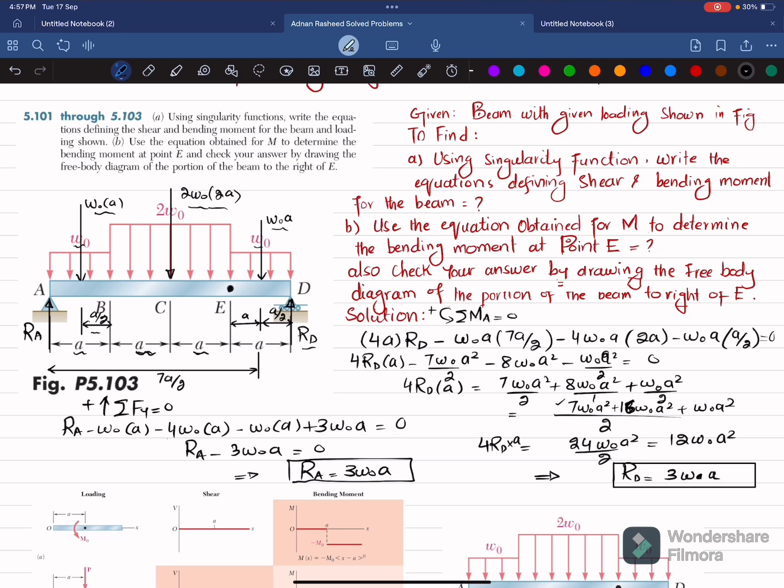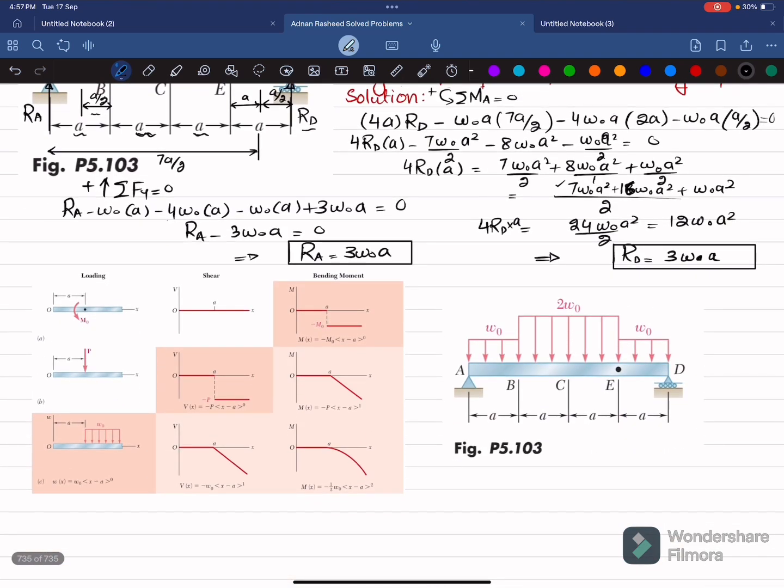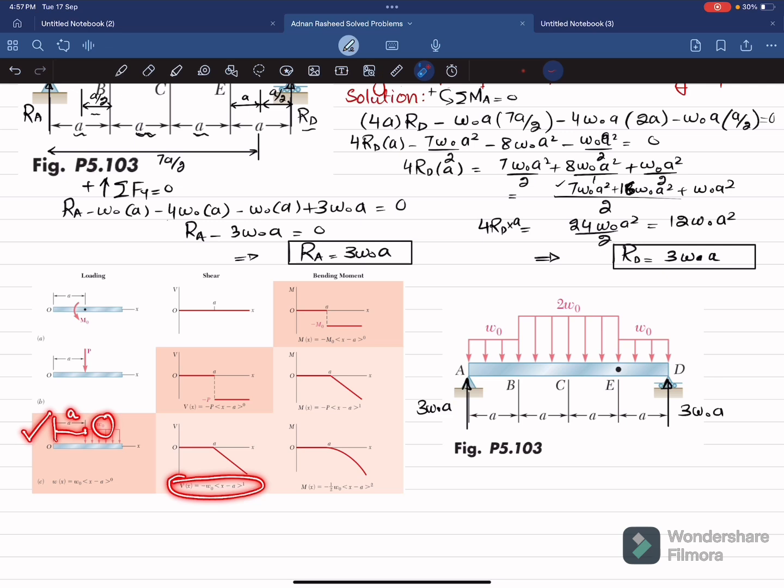So now we have reaction on both sides. So what we are doing is that we will represent it over here. So you can see this is 3W naught into A and this is also 3W naught into A. Since we have distributed load on the beam, clear? So what we will do, go to this figure and you can see you have distributed load that is acting at a distance of A. So shear force equation will be this one.